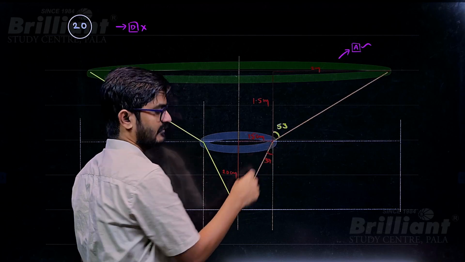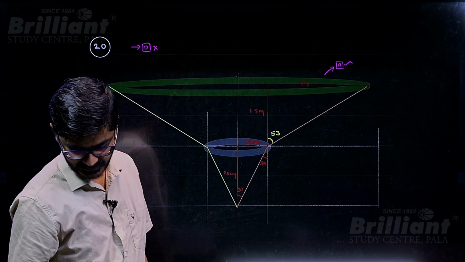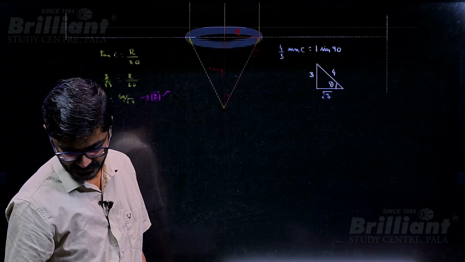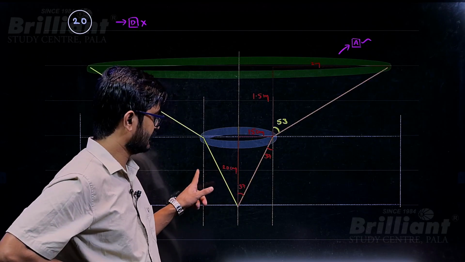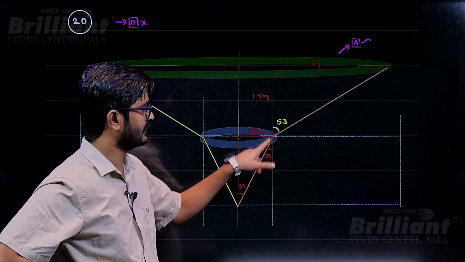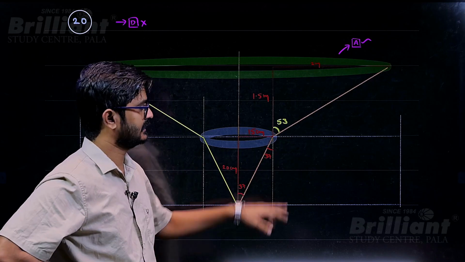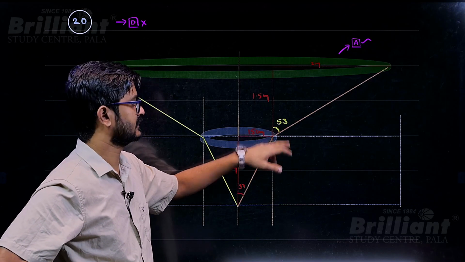So we need to find the angle of refraction using Snell's law. Okay, I didn't write it here, but you can calculate using Snell's law. 4 by 3 sin 37 equals 1 sin theta. So from here you will be getting the angle of refraction as 53.